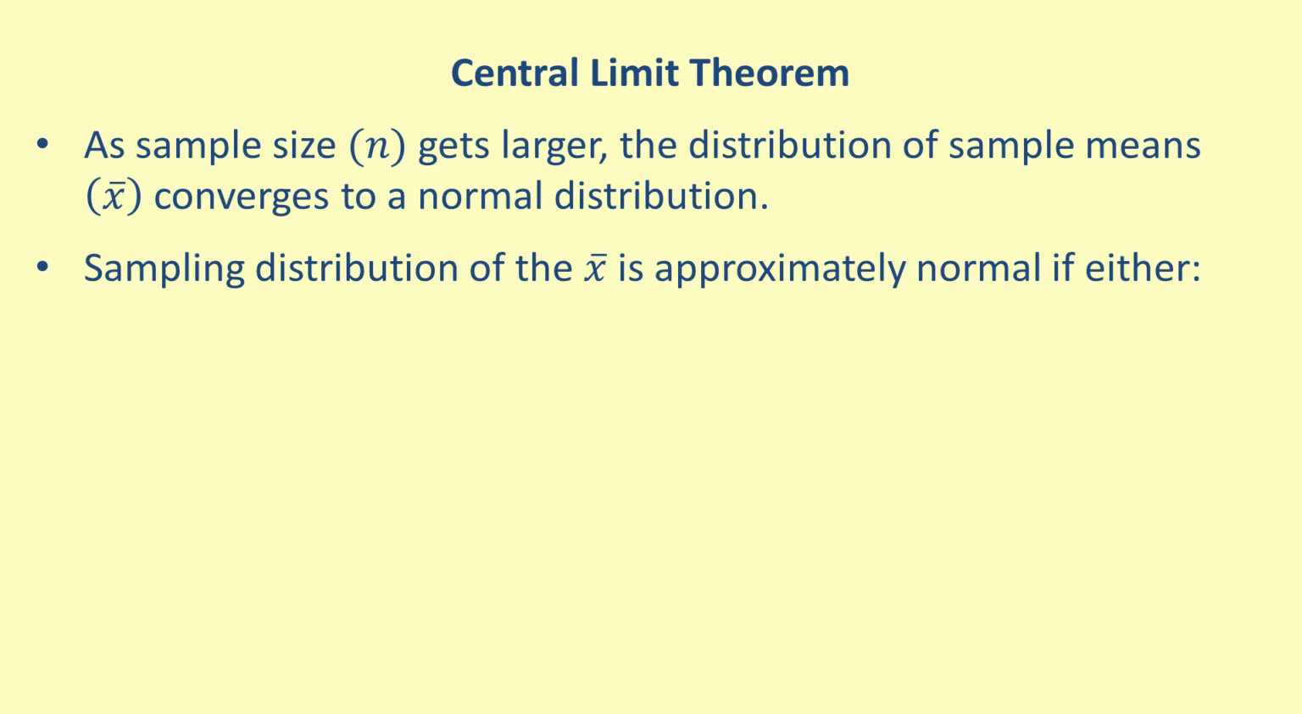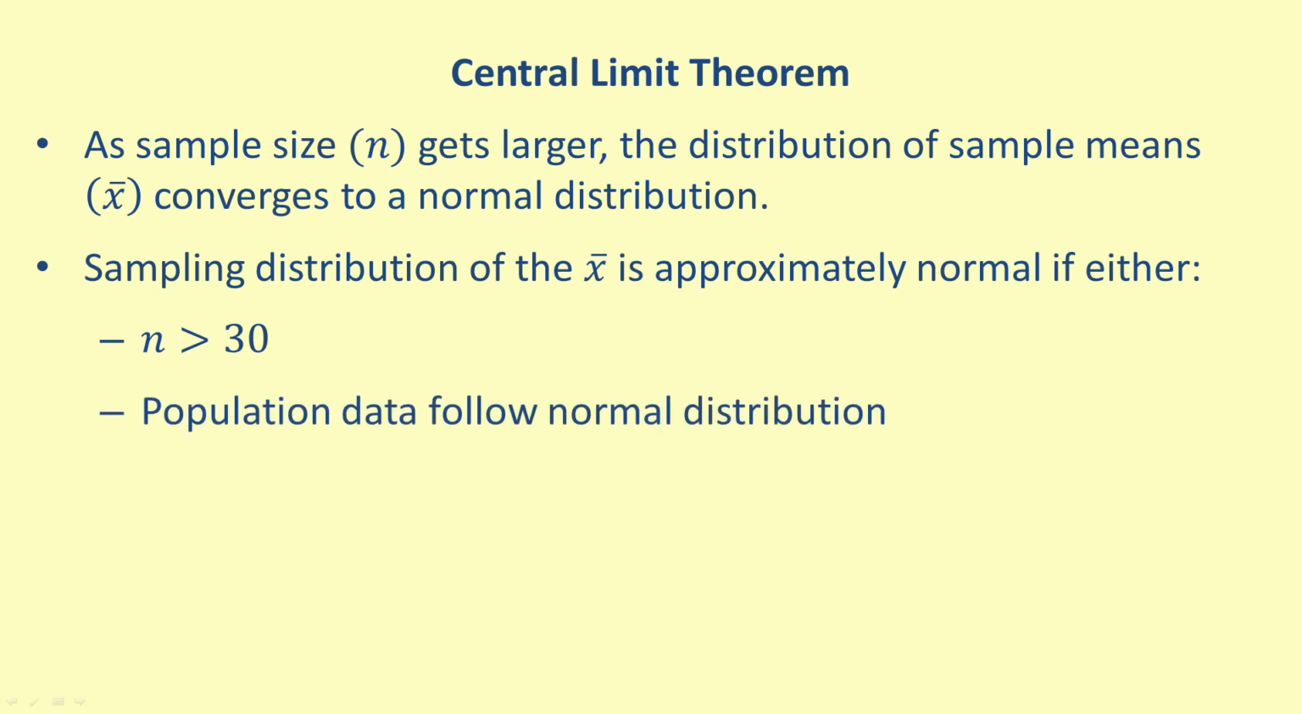This is true for any type of population distribution, although populations that are less normal take larger sample sizes to become approximately normal. Using this information, we can establish a general rule that says that the sampling distribution of the sample mean is approximately normal if one of the following is true. Either n is greater than 30 or the data in the population follow a normal distribution.